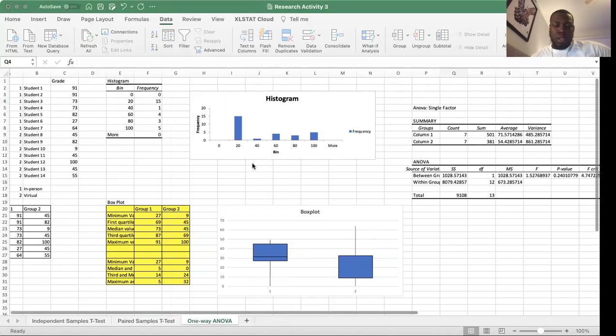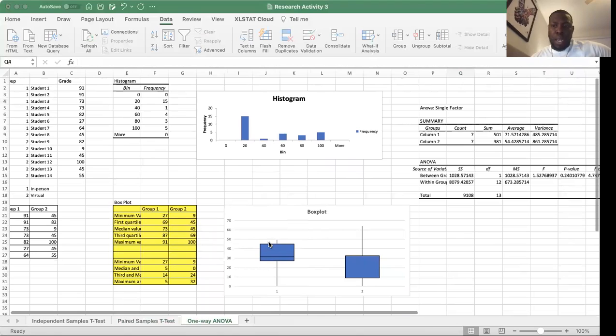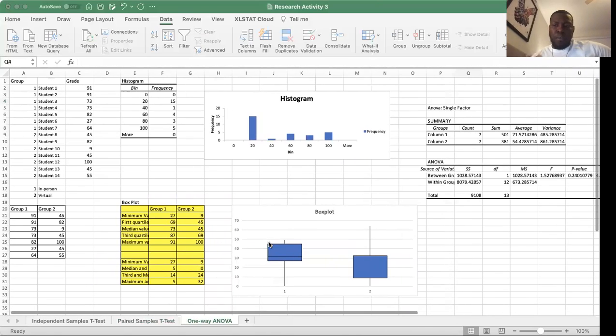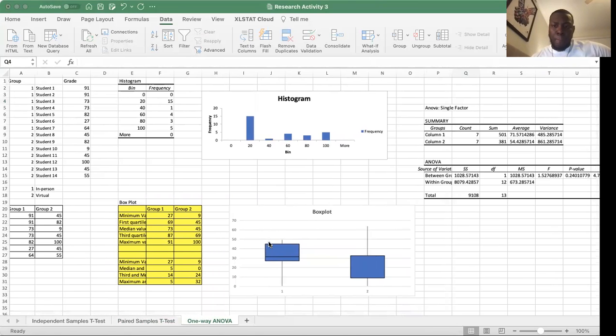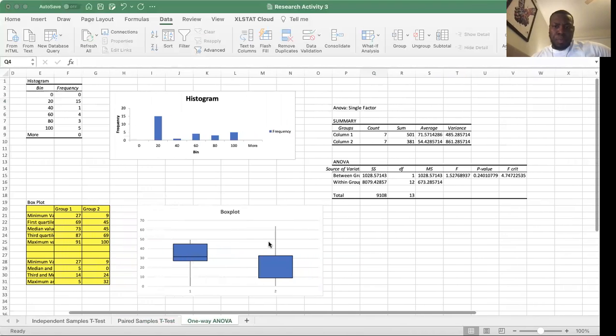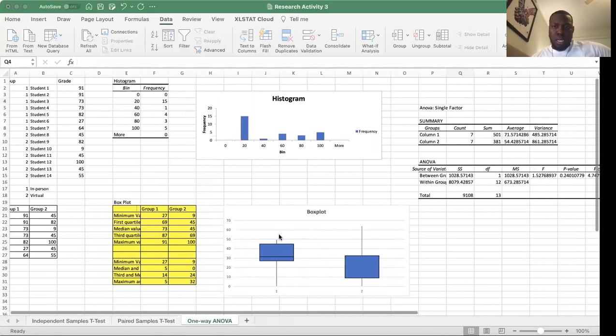Once again, just to review the histogram, we know the bell curve, it does not show the bell curve. There's no normal distribution. The box plot proved that there were no outliers in my data set. My variables are continuous. My dependent variables are continuous. And then my one-way ANOVA test.